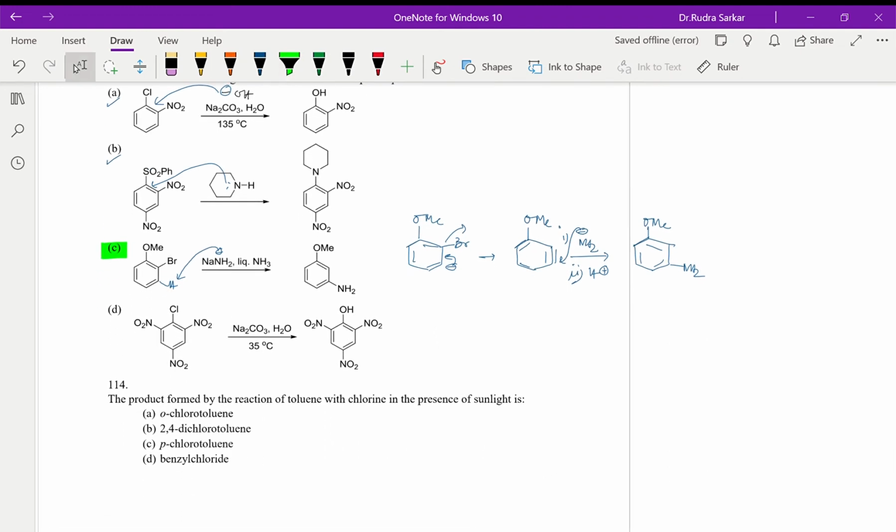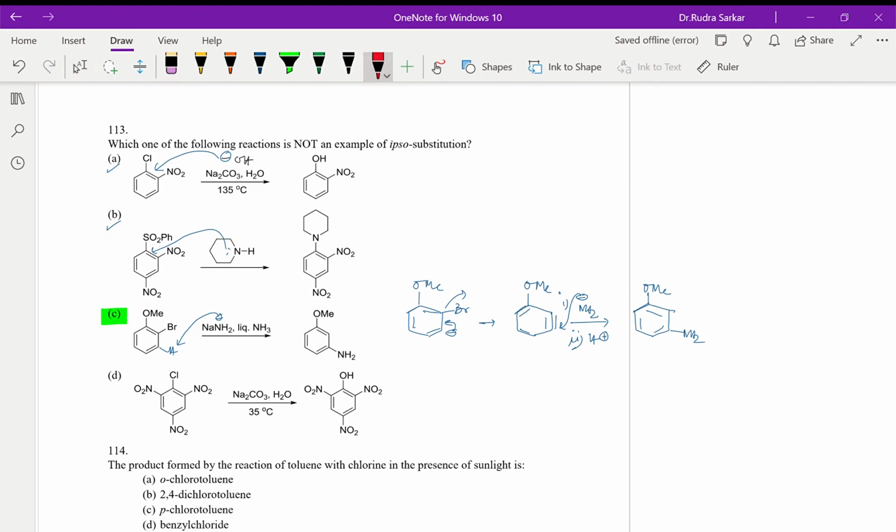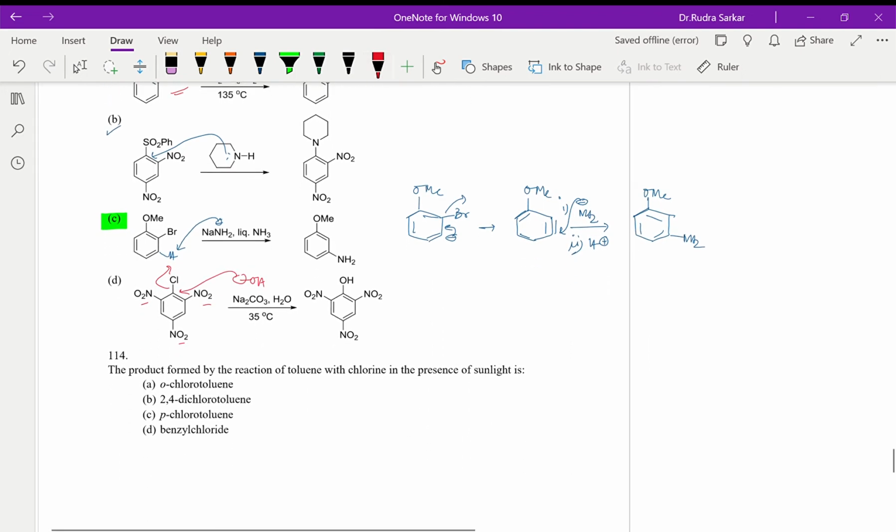Again, as we can see, if one nitro group can assist the aromatic nucleophilic addition-elimination reaction, three nitro groups will help the easier replacement of chlorine over here via the attack of OH- at this place. So A, B and D are ipso substitution, and C is not ipso substitution.